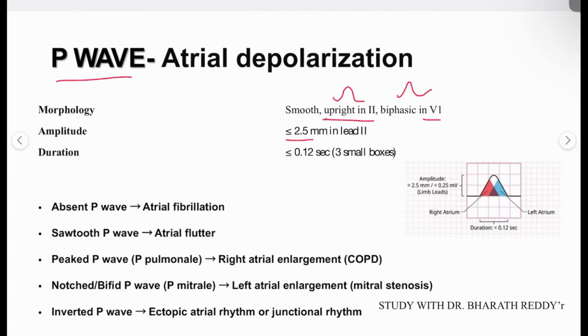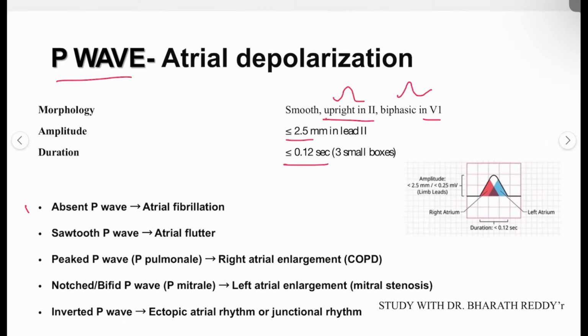What is the duration? So as we discussed, 0.04 seconds is one small box and the entire P wave will be less than 0.12 seconds. So that means 3 small boxes of the ECG wave is the P wave. So, but what are the pathologies behind the P wave?